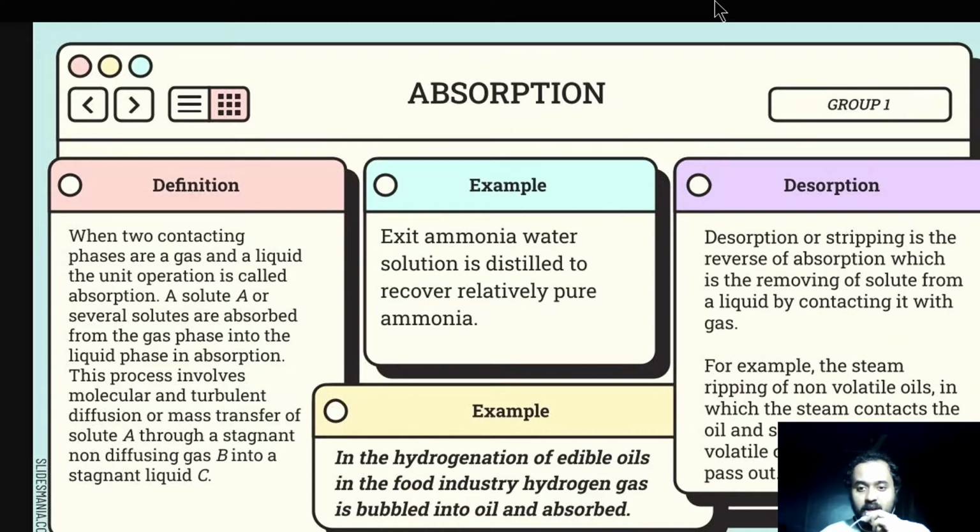Desorption or stripping is the reverse of absorption, which is the removing of solute from a liquid by contacting it with gas. For example, the steam stripping of non-volatile oils, in which the steam contacts the oil and small amounts of volatile components of oil pass out.